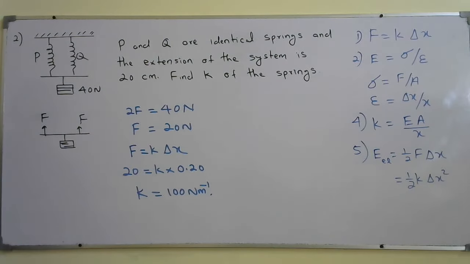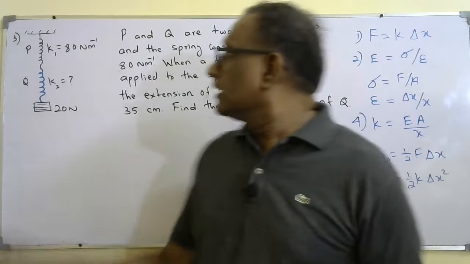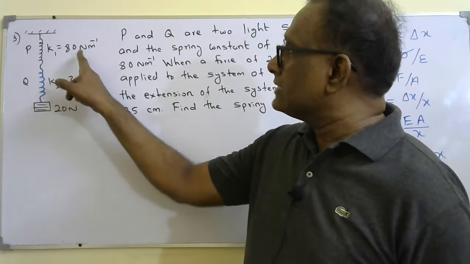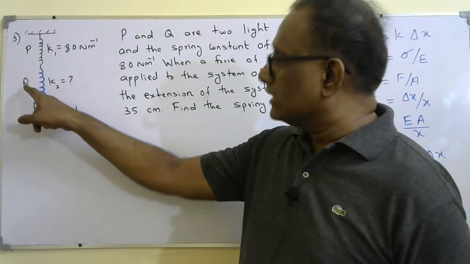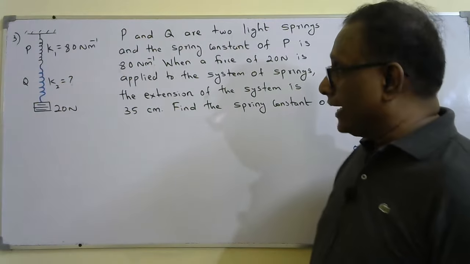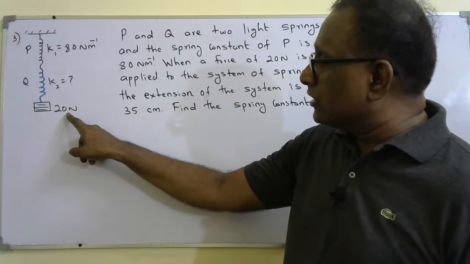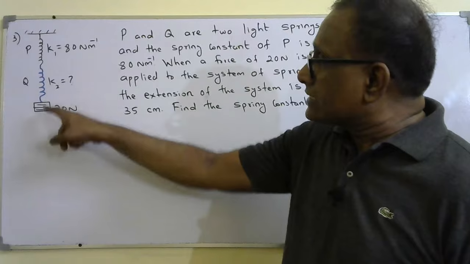Okay, so this is two springs P and Q. They have different spring constants. K1 of the spring P is 80 Newton per meter. The spring constant of Q is unknown. Both are light springs. They don't have weight. When they are attached in series like that and 20 Newton force is applied, the force is the same, since they have no weight.